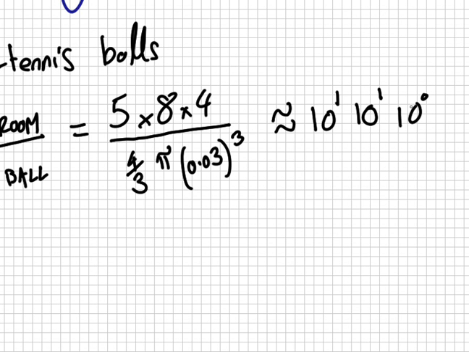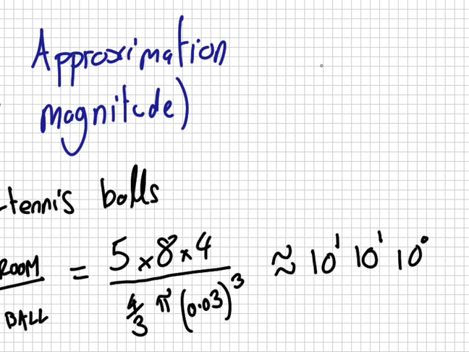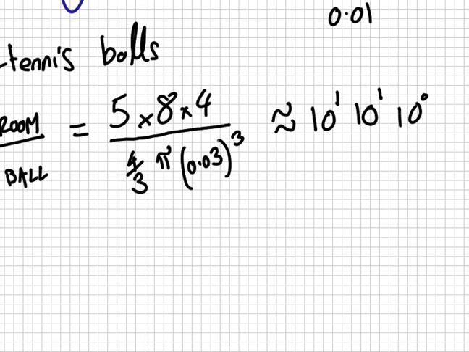If it's not clear what I'm doing here, I want to write my numbers all like this. So that would be 5, 8, 4. 4 over 3 would just be like a 1. Pi is 3.14, so that'd be a 0, wouldn't it?